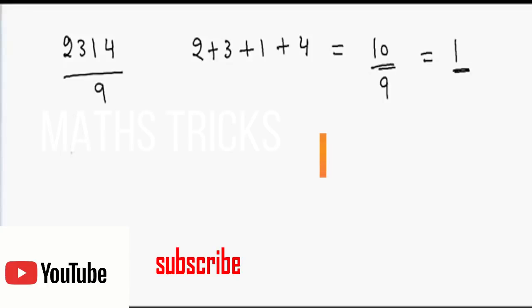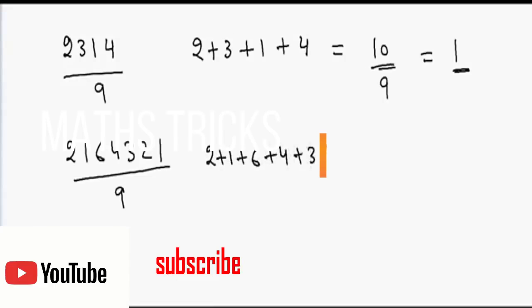Another example is 2164321. You can see it's a very large number, and what will happen if you divide it by 9? So in that case 2 plus 1 plus 6 plus 4 plus 3 plus 2 plus 1. So 2 plus 1 is 3, 3 plus 10 is 13, 13 plus 6 is 19. So we have 19 divided by 9. If you divide 19 by 9, I'll get a remainder of 1. So again, if you divide this number by 9, your remainder will be 1.